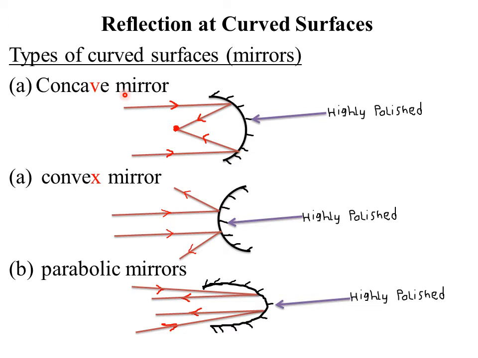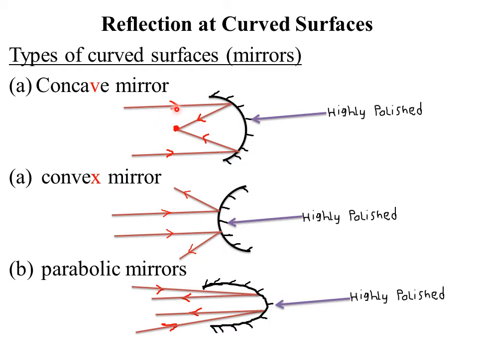So what are concave mirrors? Concave mirrors are also called converging mirrors. To converge is to bring together. So they are called converging mirrors because they converge the rays of light which are coming from different directions, then they converge them to a common point.